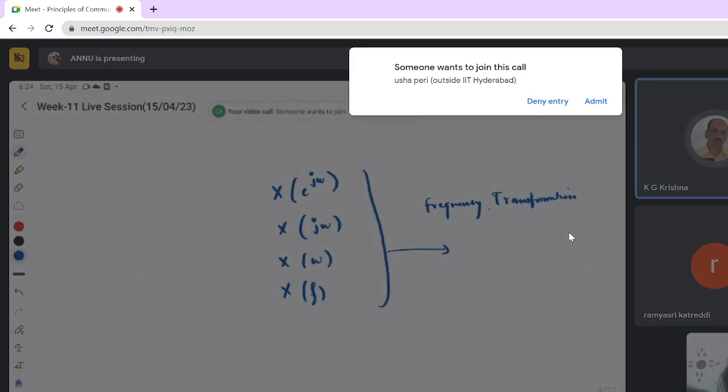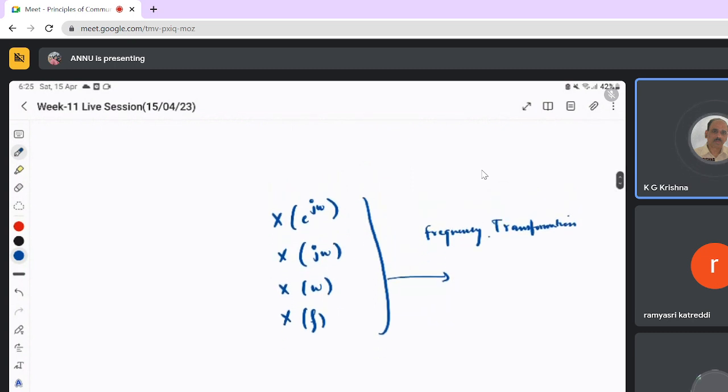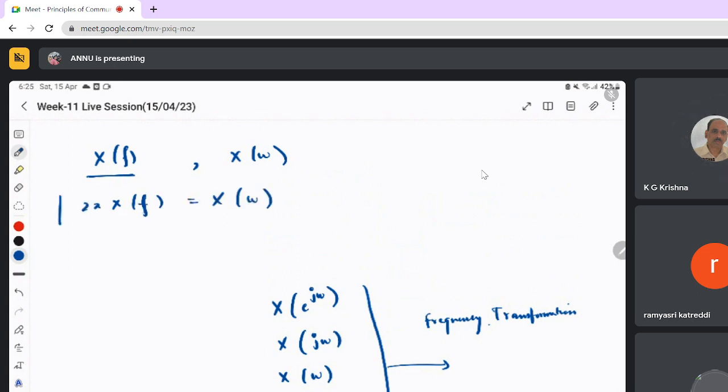In the frequency notation, F and omega, that is where I get confused. Sometimes in some books we use F and in some books we use radian frequency omega. How to easily convert from one to the other? If you have this X of f, you multiply it by 2 pi, and you will get the omega formulation.